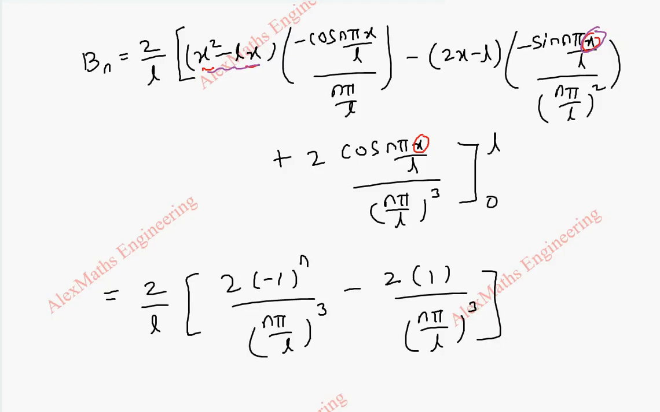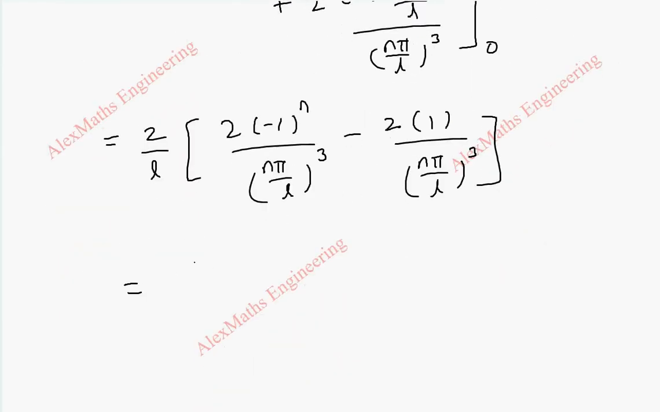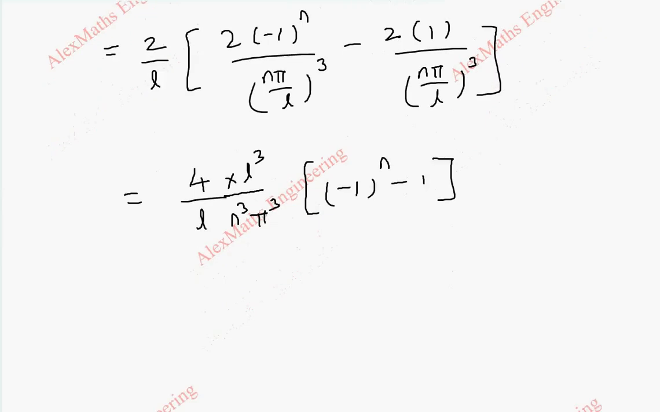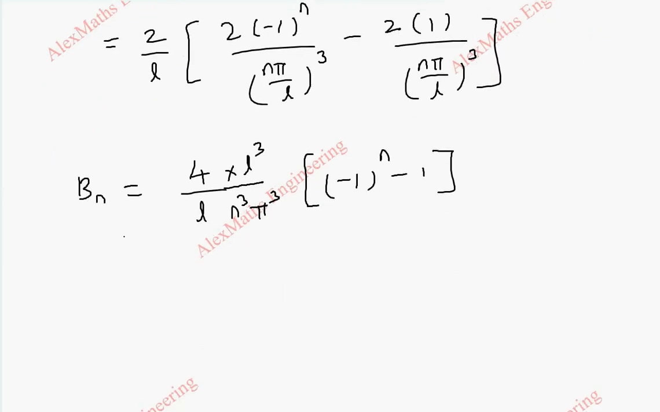After this we can further simplify by taking 2 common. Already there is a 2, so 4 by L and n cube pi cube by L cube, that L cube I take to the numerator. All these things can be taken outside. After this we have (minus 1) whole power n, then minus 1 because 2 is taken common. So this is our Bn, and now we can cancel this. It is L square. So Bn will be 4L square by n cube pi cube into (minus 1) whole power n minus 1.